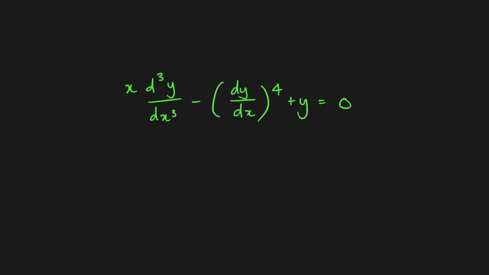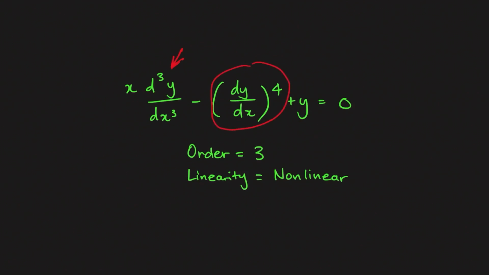So here is another differential equation. What is the order of this? Well, the order of this is third order. So the highest derivative in this equation is right here. And what is the linearity of this equation? Is it linear or non-linear? Well, it is non-linear, and it is because of this term right here. As I said before, an equation is linear if all the powers of y and its derivative is 1. But here we have a power of 4.